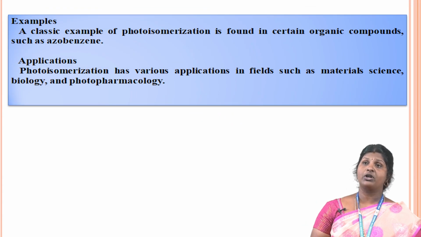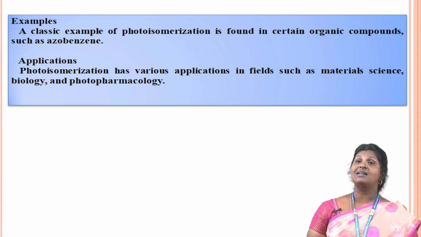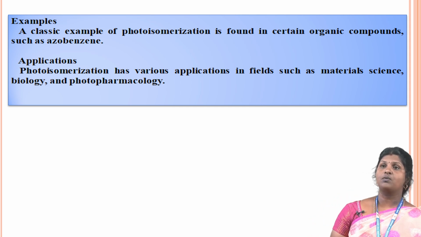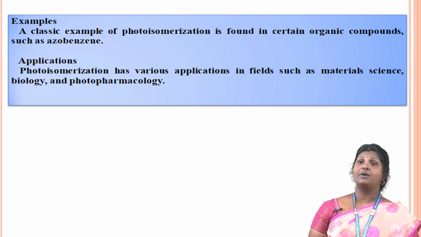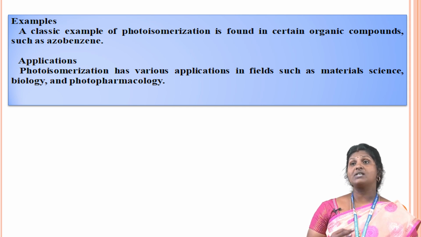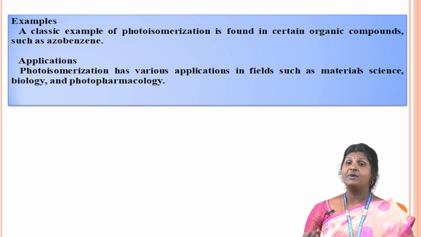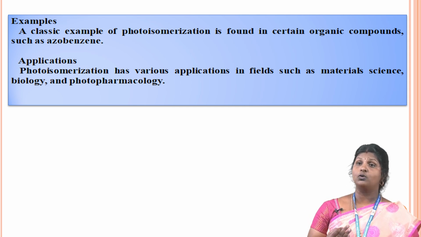An example of photoisomerization is found in certain organic compounds such as azobenzene. In this transformation, azobenzene absorbs light and undergoes isomerization to the cis form. This transformation can be reversed by exposing the cis form to specific conditions, leading it to revert back to the trans form.